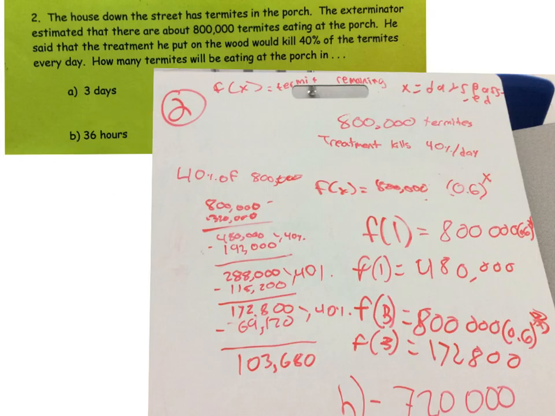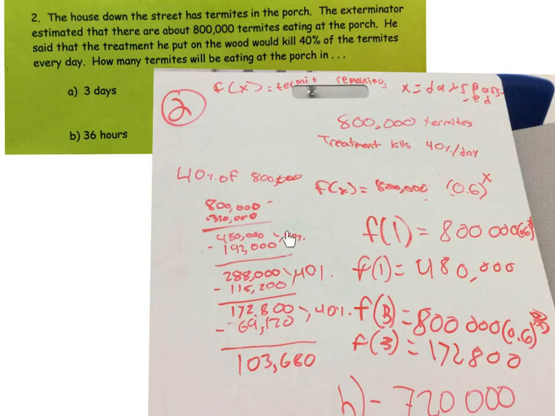First of all, they nicely described that f(x) is going to stand for the termites remaining, because that's what they were talking about, how many will be there at the end. And they also said that x is going to be the number of days passed. So they knew they started with 80,000 termites, and that they were losing 40% per day.